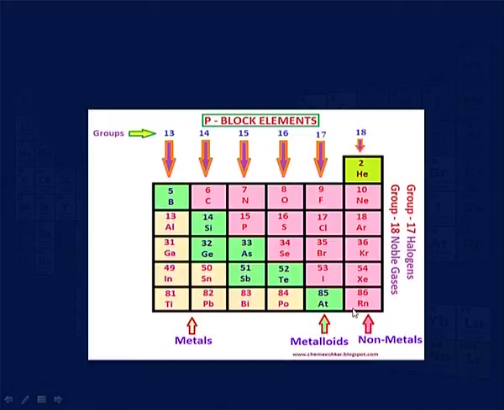This has behavior somewhere between the metals and non-metals, starting from boron, silicon, germanium, arsenic, antimony, tellurium, astatine, and the remaining part with the pink color is the group of the non-metals, that is carbon, nitrogen, phosphorus, oxygen, sulfur, selenium, then fluorine, chlorine, bromine and iodine, the elements which are called the halogens.